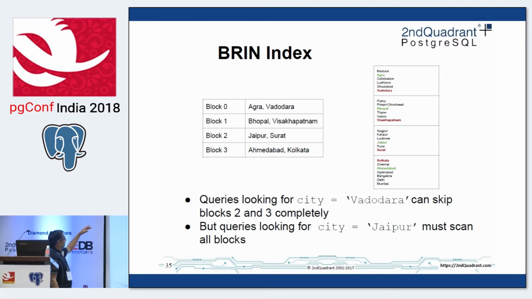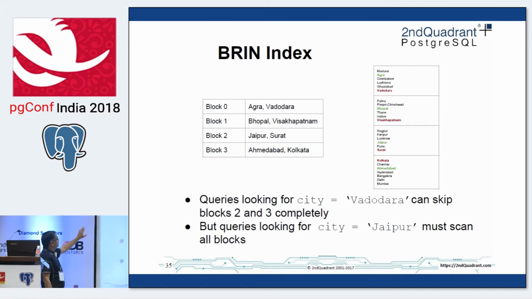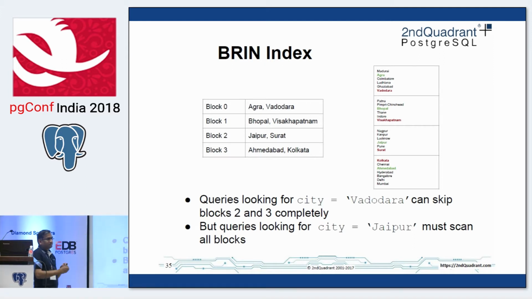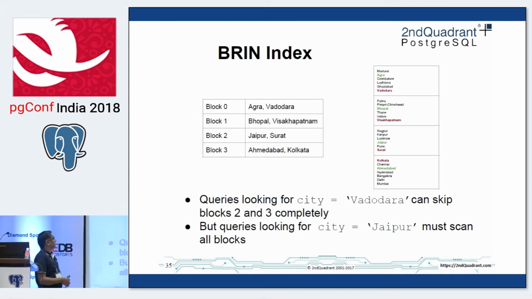So what we do in a BRIN index is store that block 0 contains tuples within this particular range. We don't know what values are there, but we know that there is nothing lower than Agra and nothing more than Vadodara. And we do it for every block. So as you would imagine, this index is going to be pretty small, right? Because it's not indexing every tuple, it's just storing some summary information.